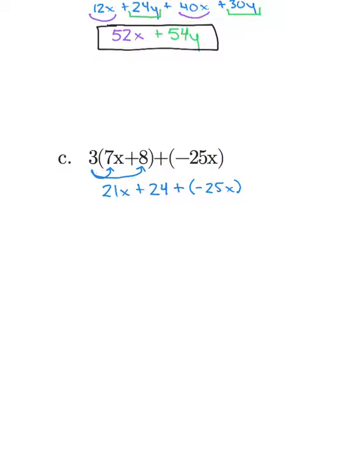From here, we can combine like terms. We can combine 21x and negative 25x. These terms have different signs, so we are going to subtract the numbers. We get 4. We keep the sign of the larger number, which is the negative 25. We keep the x. Also, 24 did not have anything to combine with, so we're going to just bring it down into our final answer. So our final answer is negative 4x plus 24.